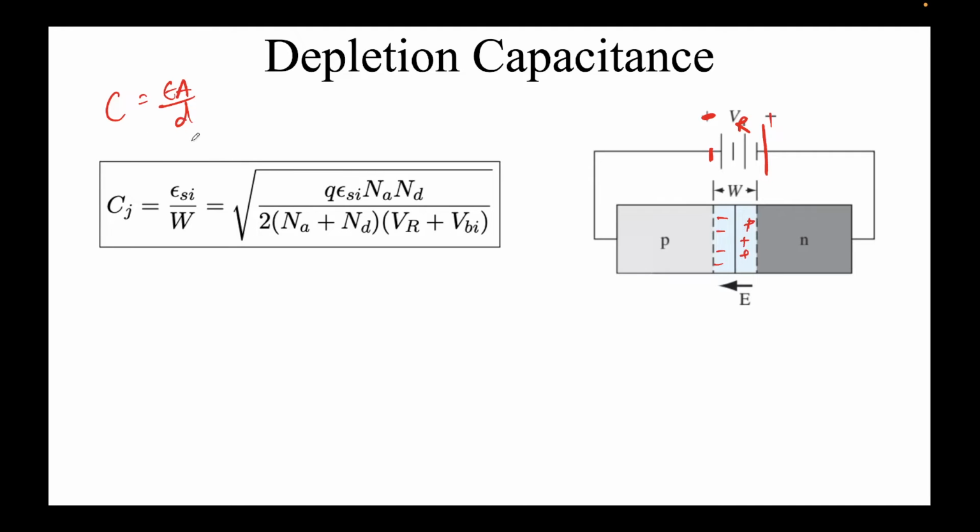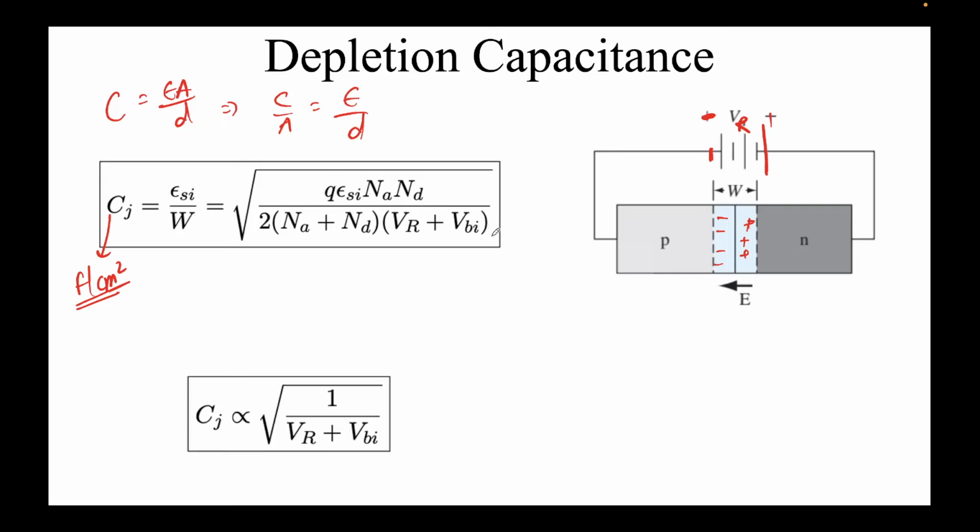So epsilon A over D, and if I normalize with respect to area, what you get is epsilon over D, simply the capacitance per unit area. The Cj is the capacitance per unit area, so its unit will be farad per centimeter square. Epsilon is the dielectric constant. W is the depletion width that separates the two fixed charge regions, and you just put the expression for W in this formula, and you'll get this expression.